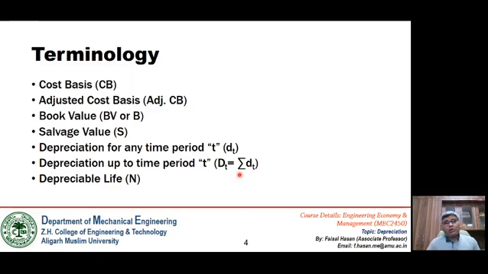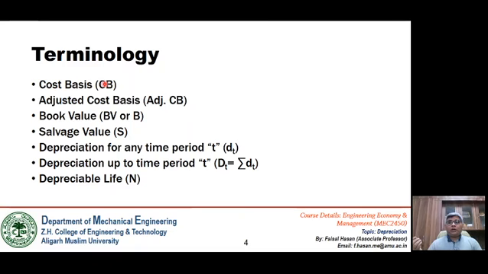Now, before coming on to the different methods of calculating the depreciation, let us see some of the basic terminology. Whenever we are talking of depreciation, first of all we come across the following term, the cost basis. The cost basis simply means the cost at which a particular item is available. For example, the ex-showroom price of a car is basically the cost basis.